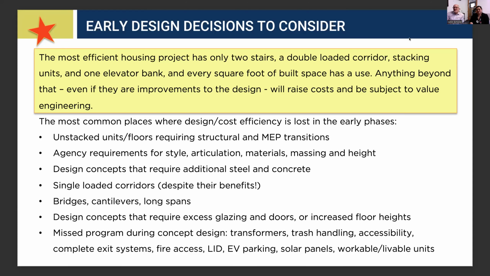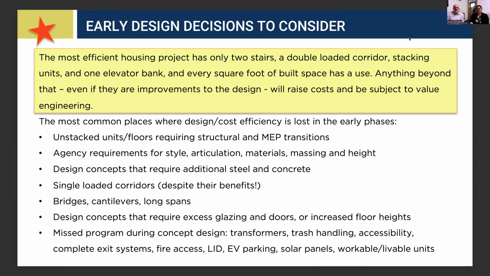In the yellow box up here, and I'm not advocating for this, but this is a fact: the most efficient housing project has only two stairs, a double loaded corridor, stacking units, and one elevator bank. And every square foot of built space, which runs between $200 and $400 per square foot, has a use. Anything beyond that, even if they are improvements to the design, will raise costs and be subject to value engineering. So our thought here is to pick and choose the battles of where you will spend money for the best effect.